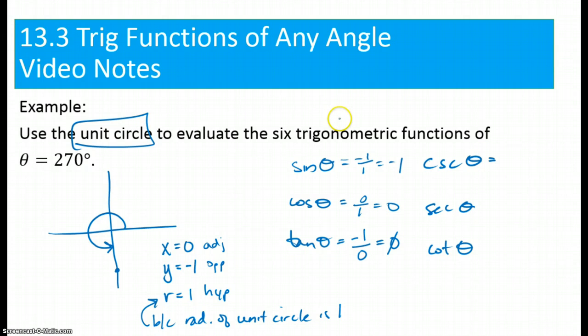Cosecant would be hypotenuse over opposite, so 1 over -1. Secant would be hypotenuse over adjacent. Same thing, can't divide by 0, so it's undefined. And cotangent would be adjacent over opposite, which is 0. So reminder, we can't divide by 0, those are undefined. 0 on top gives you a value of 0.